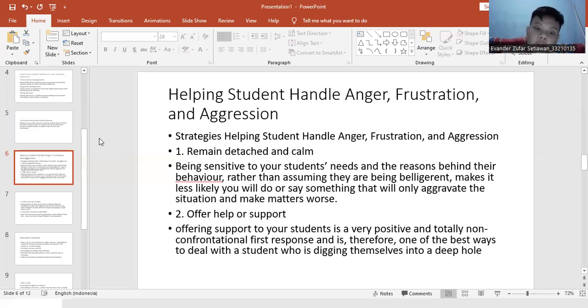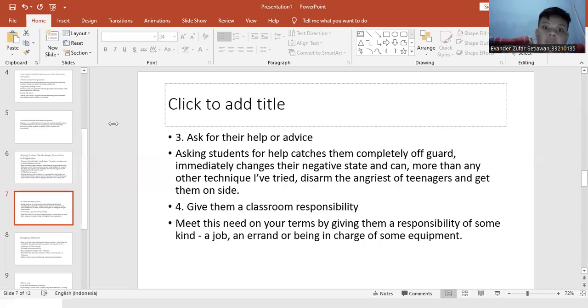2. Offer help or support. Offering support to your student is very positive and totally non-confrontational, and is therefore one of the best ways to deal with a student who is digging himself into a deep hole. 3. Ask for help or advice. Asking students for help catches them completely off guard, immediately changes their negative state, and can, more than any other technique I try, disarm the anger of a teenager.